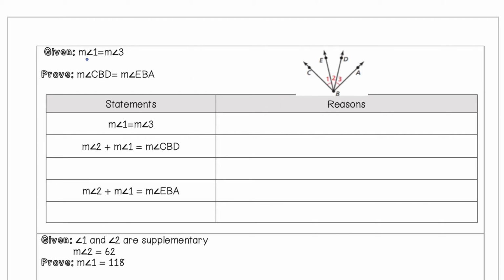Next up, our measure of angle 1 is equal to the measure of angle 2 or angle 3. And again, notice how this does not say congruent. We're talking about equal here because measure means a number. Numbers are equal, angles are congruent.